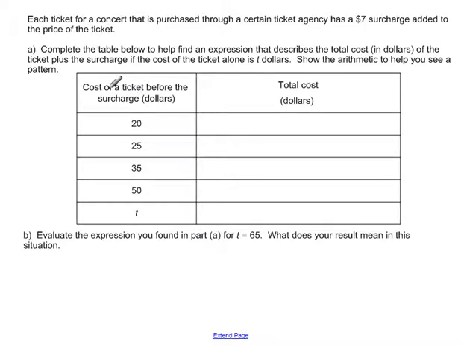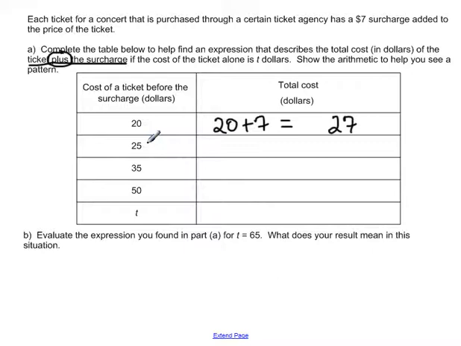In the table, we're given the cost of the ticket before the surcharge, and then we're going to try to find the total cost once the surcharge is added on, because they tell us that the total price of the ticket is going to be the ticket plus the surcharge. We see that word plus, so we know the surcharge is going to be added to this price. If the ticket costs $20, with the surcharge it's going to cost $27. Where does that $27 come from? It comes from the fact that I took the cost of the ticket and then I added $7 to it to give me the $27.